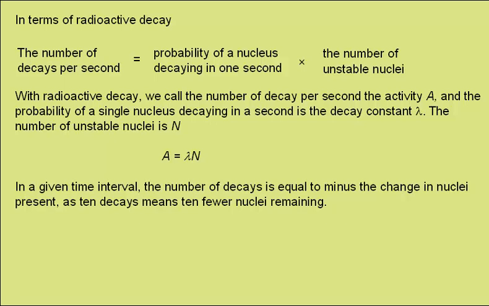In a given time interval, the number of decays is equal to minus the change in the nuclei present, as for example, when we have 10 decays, we have 10 fewer nuclei remaining. So we can say that the change in the number of nuclei present over the change in time is the activity, and this is equal to minus the decay constant multiplied by the number of nuclei present.